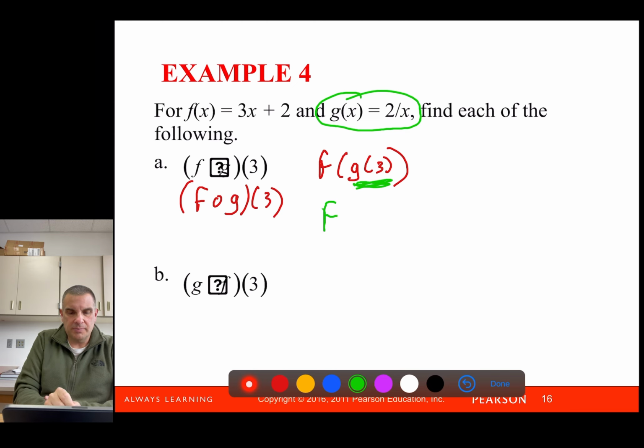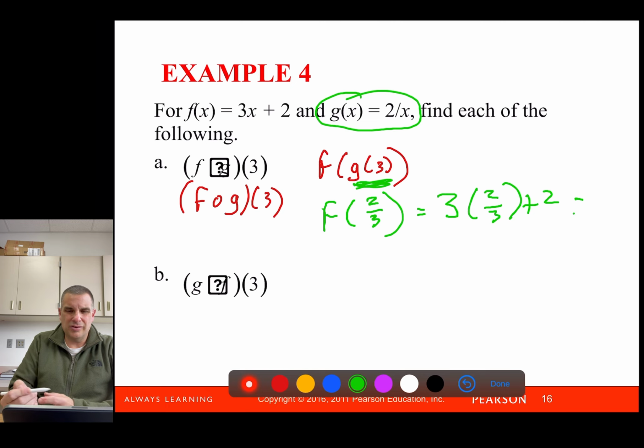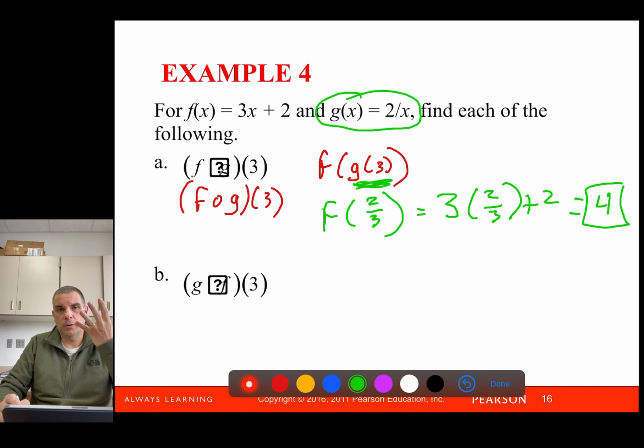So g of 3 is just 2/3. Now in the f function, anywhere I see an x, I'm going to replace it with 2/3. So 3 times 2/3 plus 2. 3 times 2/3 is 2. 2 plus 2 is 4. So my solution to this is 4.